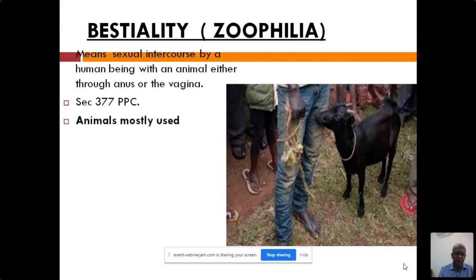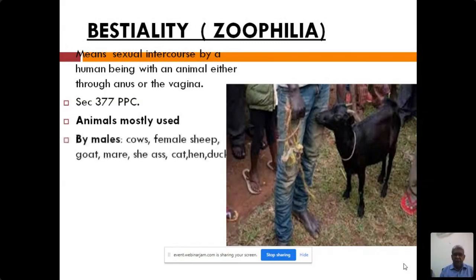The animals mostly used as victims by the males are cows, female sheep, goats, mares, cats, hens, and ducks. And the animals used as the active agent by the female are dogs and horses.